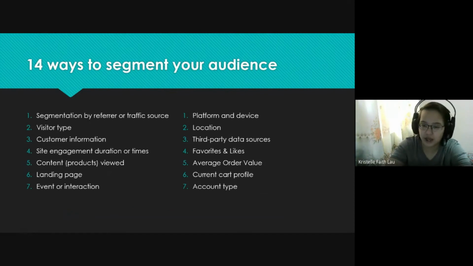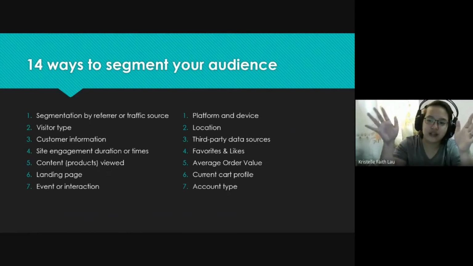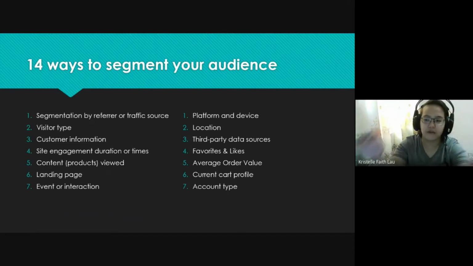First, we have segmentation by referrer or traffic sources. This means, class, the place where your visitor was prior to landing on your website. So an AI-based personalization system can learn which offers work best for visitors from different sites, whether referral sites, social media, direct, or paid link advertisements.